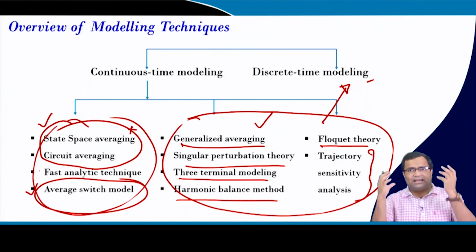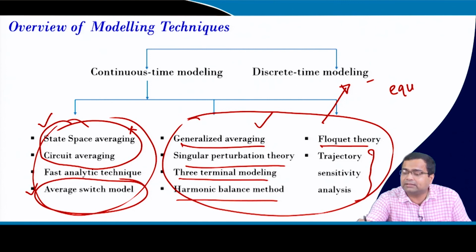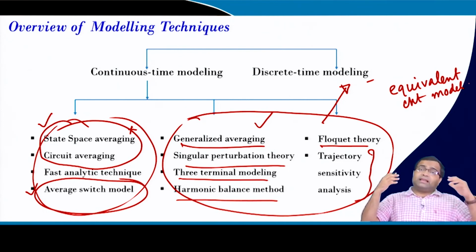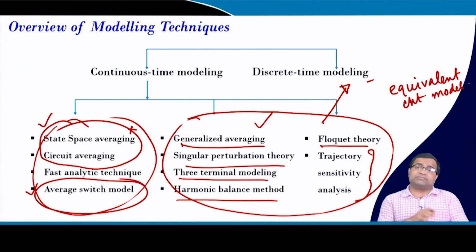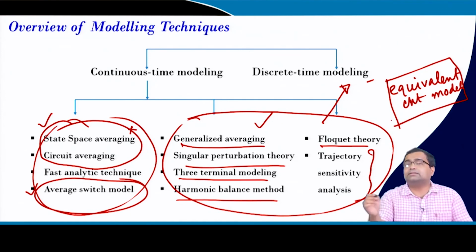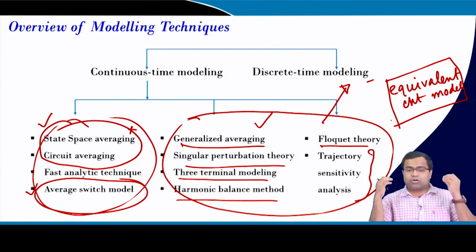This will give you a lot of physical insight. And we will primarily consider the equivalent circuit model. This can be derived either by the circuit averaging technique, even using the average switch model, or it can even be constructed from the state space averaging model. But if you can represent it in terms of an equivalent circuit, then you will get a lot of insight in terms of impedance, in terms of control to output transfer function and so on, which will give you a lot of physical insight and design insight.